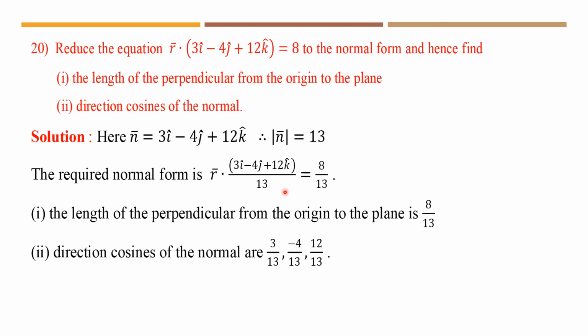divided by 13 on both sides. 3i minus 4j plus 12k divided by 13, this is the n cap, equal to 8 divided by 13, which is the perpendicular distance from the origin. First, therefore, the length of the perpendicular from the origin to the plane is 8 divided by 13. Also, the direction cosines of the normal are 3 divided by 13, minus 4 divided by 13 and 12 divided by 13.